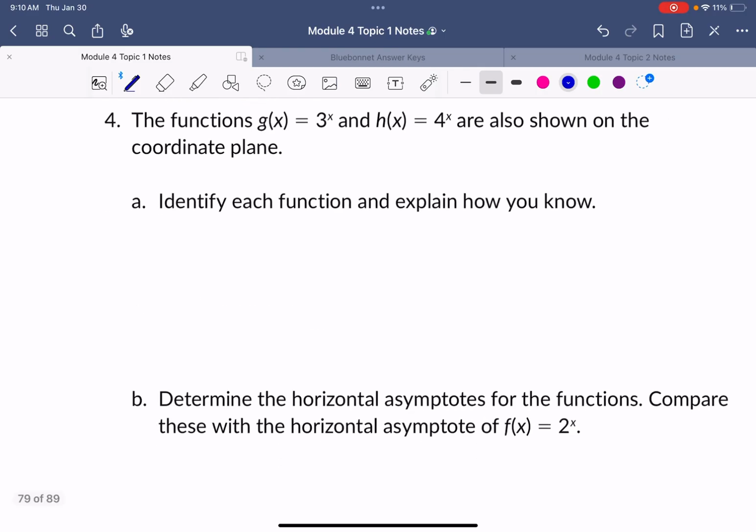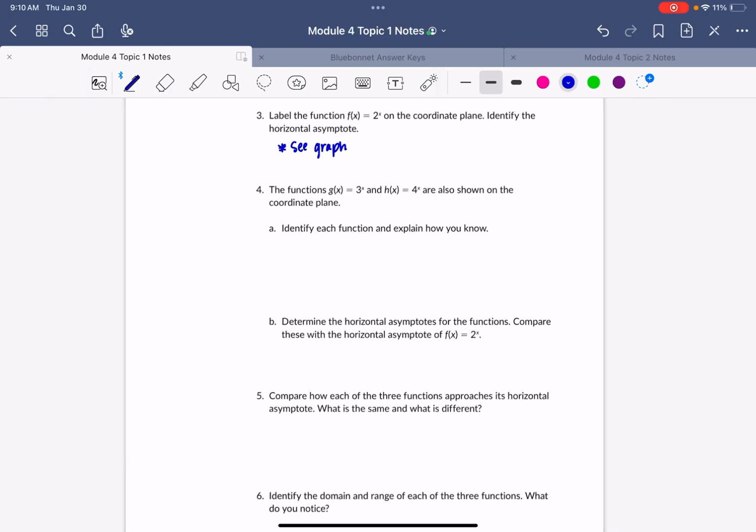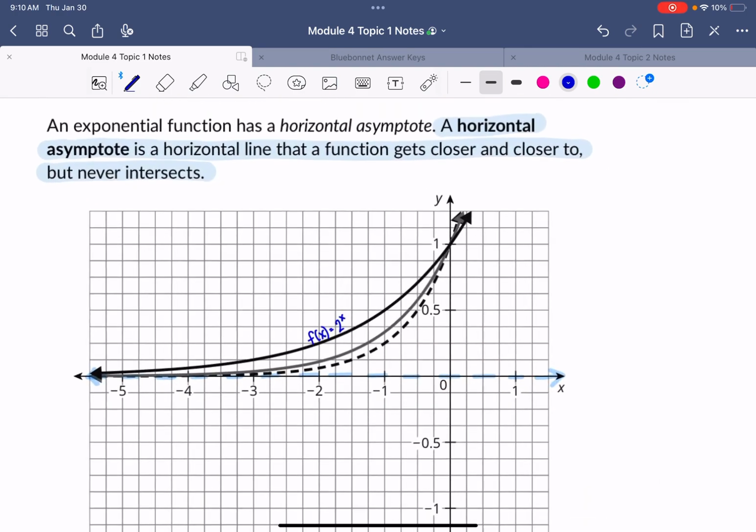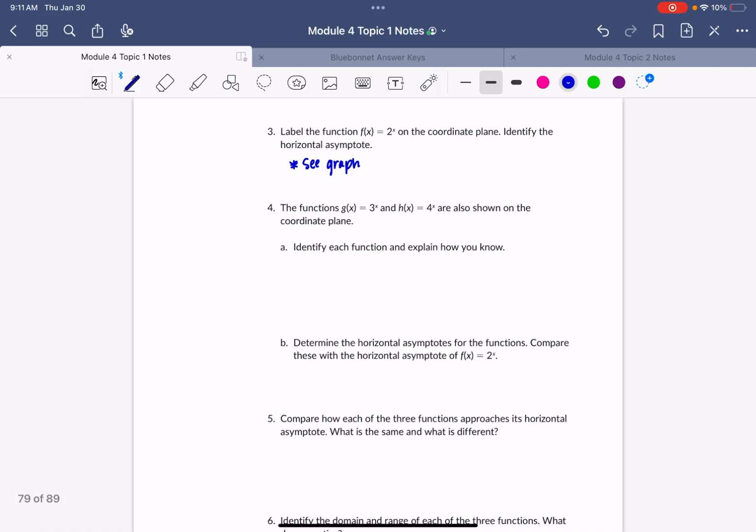Okay, number 4. It says functions g of x equals 3 to the x power and h of x equals 4 to the x power are also shown on the coordinate plane. Okay, so 3 to the x and 4 to the x, those are on this graph as well. We have to figure out which one is which, I'm assuming. So it says identify each function and explain how you know.